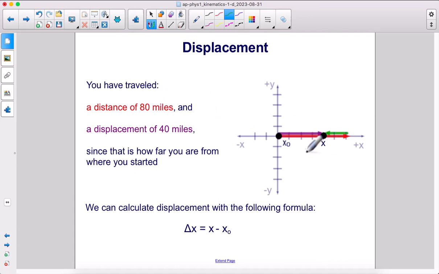However, our displacement is just 40 miles from where we started to where we ended up, this purple vector right here. We can calculate displacement with the following formula. Change in x is your final position minus your initial position. So here, our final position was at 40. Our initial position was at the origin, 0, which is why our displacement was 40 meters.